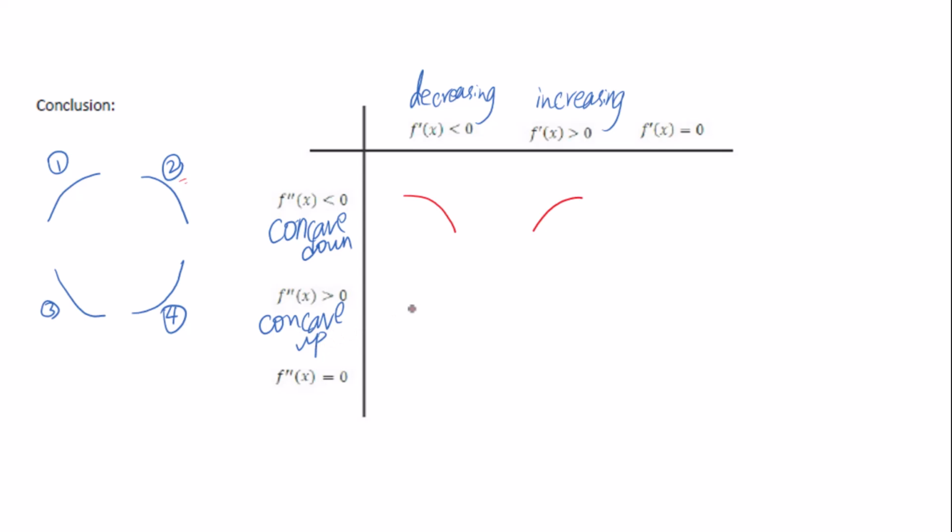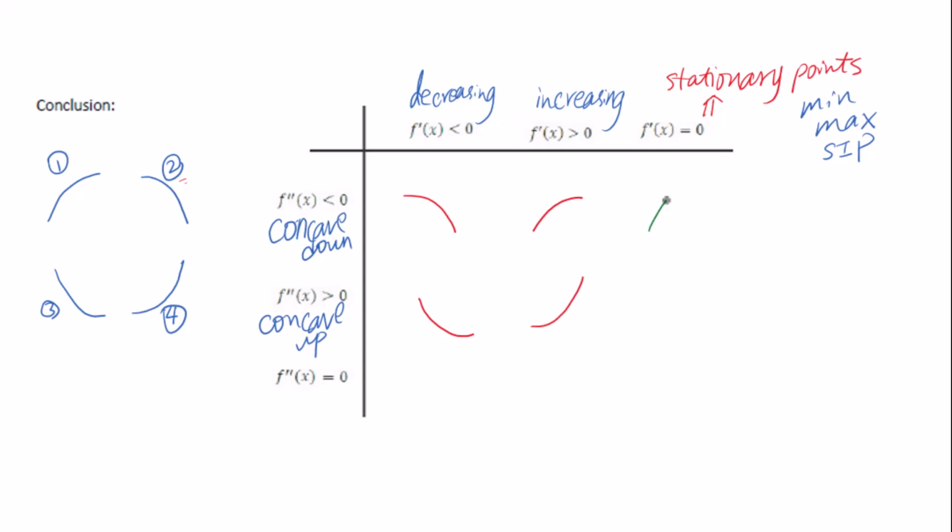Concave up and decreasing, this one, the third one. Concave up and increasing will be this graph. For f prime of x equals 0, it will be a stationary point: minimum, maximum, or stationary inflection point. I use SIP to stand for that.